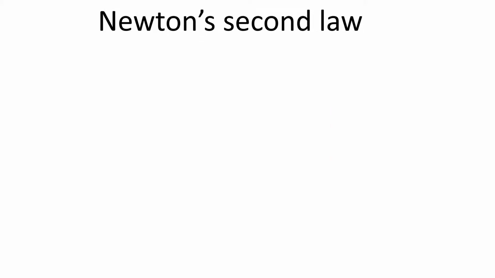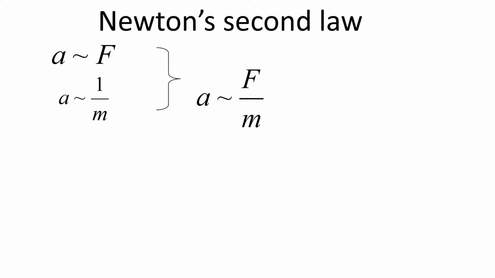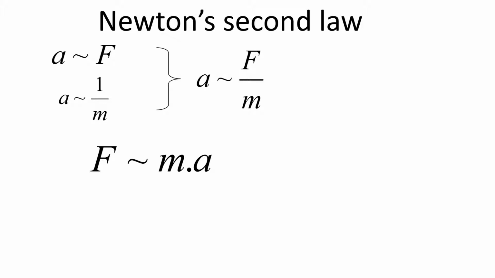Now we have Newton's second law, which is that the acceleration an object receives is dependent upon the force. The larger the force, the more acceleration the object will have. And the acceleration is inversely dependent upon the mass, so the bigger the mass, the smaller the acceleration. Put it together: acceleration is dependent on the force divided by the mass, or the force is dependent upon mass times acceleration.